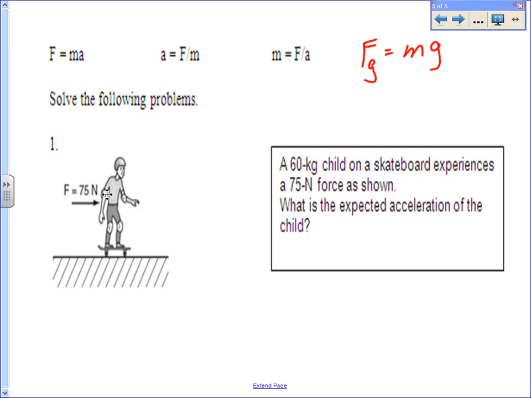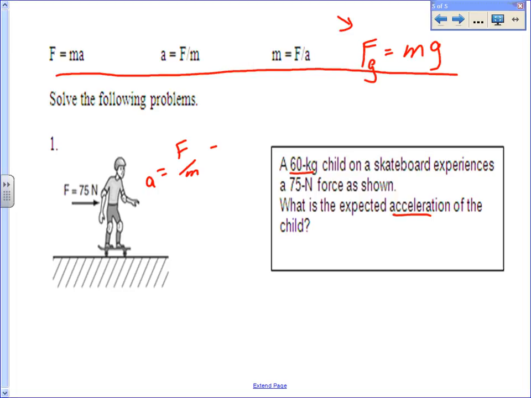Here it gives us a 75 newton force pushing against a person who has a mass of 60 kilograms. So we're asked to find the acceleration. The formulas are up at the top. You might not have this last one on your worksheet, so go ahead and add it. We're asked to find the acceleration, so we're going to set it up as A equals F over M. That's going to be F, which is 75 newtons. There's no guessing here. It's a force of 75, and we're dividing by the mass, which is 60. So put that in your calculator, and you'll get 1 point something.